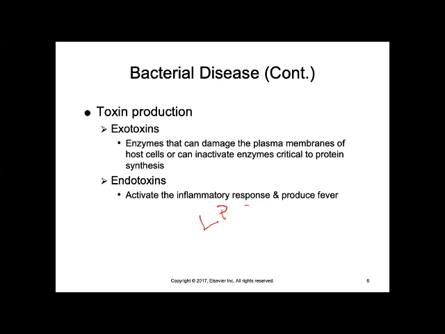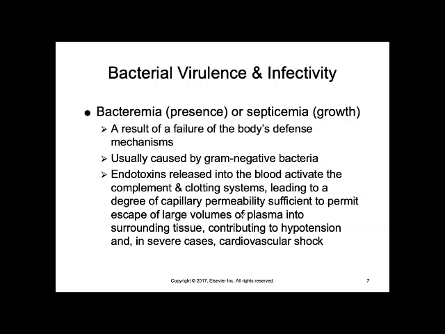LPS. Okay, so it's a structural component in the bacterial cell. Bacteremia and septicemia are just an indication of bacteria in the blood, right? Bacteremia is bacteria in the blood that are not actively growing. Septicemia is the worst possible outcome. Those are bacteria thriving and growing in the blood. And of course, the danger there is it can be spread to every organ in the body and can be lethal. Okay. It's often a result of the failure of our defense mechanisms.